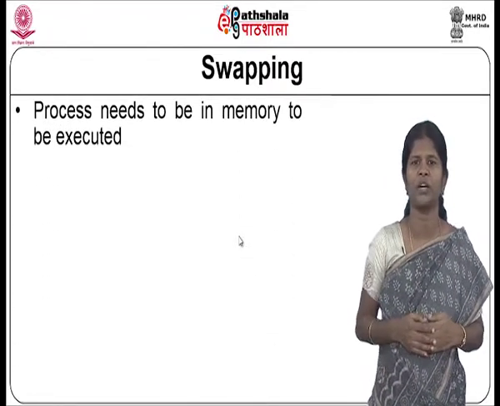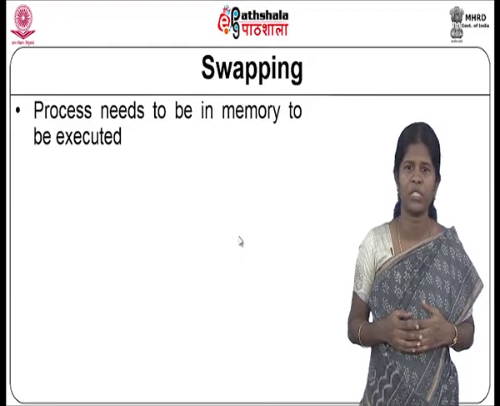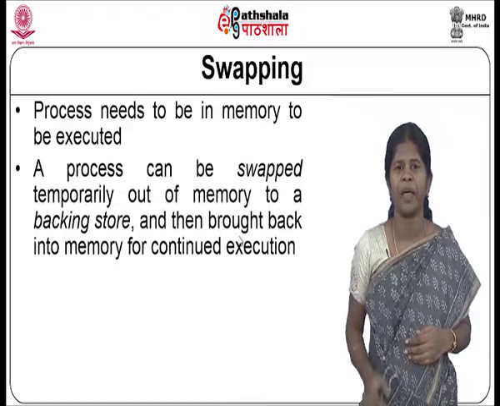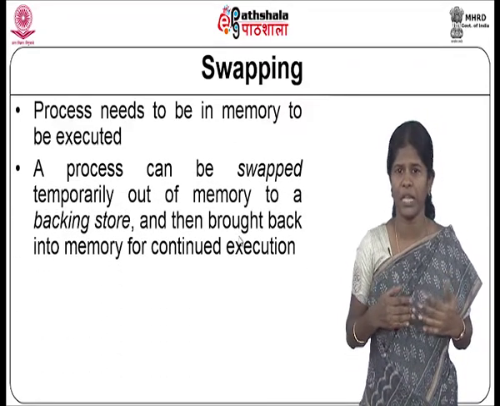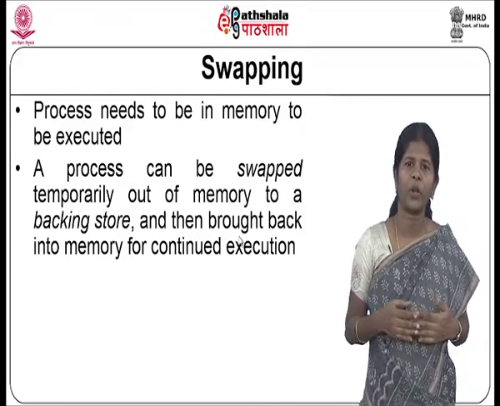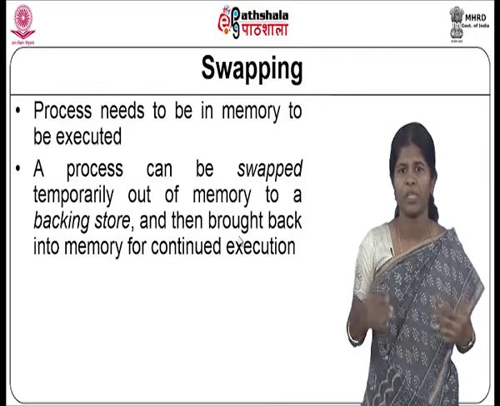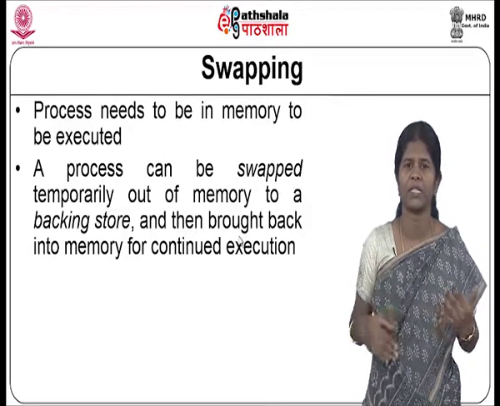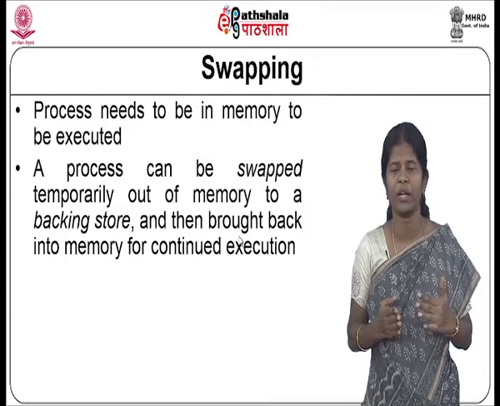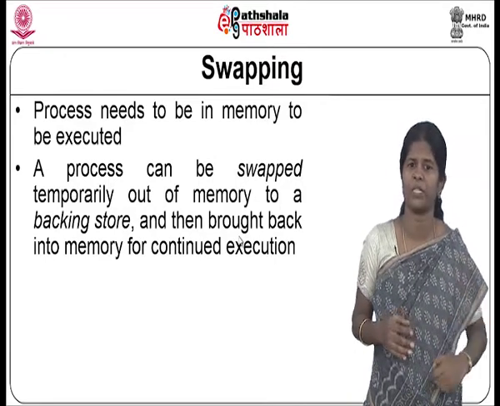Now, we move on to learn what is meant by swapping. As I told you earlier, a process needs to be present in the main memory for it to be executed, and all the processes cannot be kept in the main memory at a particular time. And we have also seen that a process will not make use of the CPU continuously. A process can have a CPU burst followed by an IO burst and so on, and the process may not use the CPU continuously. So, any process that is using the CPU alone has to be kept in the main memory.